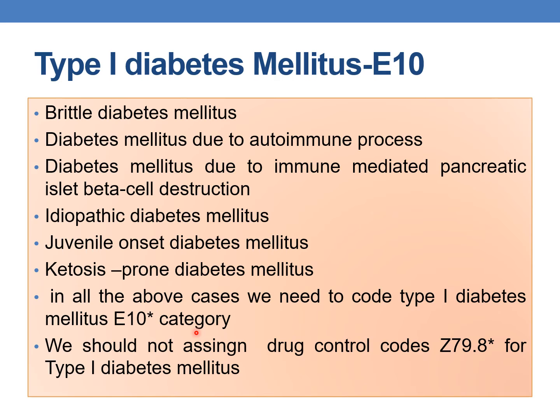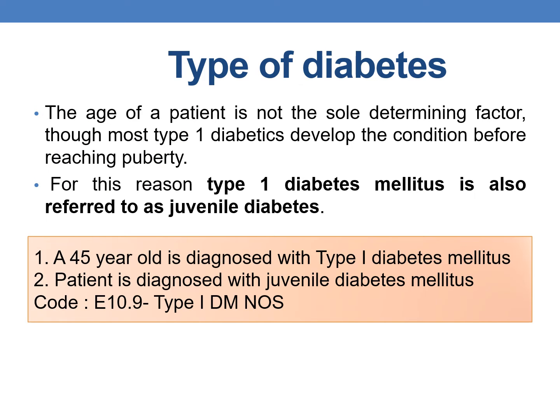One more important point regarding E10 coding is that we should not assign drug control codes, that is, long-term use of insulin, oral hypoglycemics and injectable hypoglycemics for type 1 diabetes mellitus. Coming to the coding of diabetes mellitus, the age of the patient is not the sole determining factor. Though most type 1 diabetes develops before reaching puberty, age is not the sole determining factor. For this reason, type 1 diabetes mellitus is also referred to as juvenile diabetes mellitus.